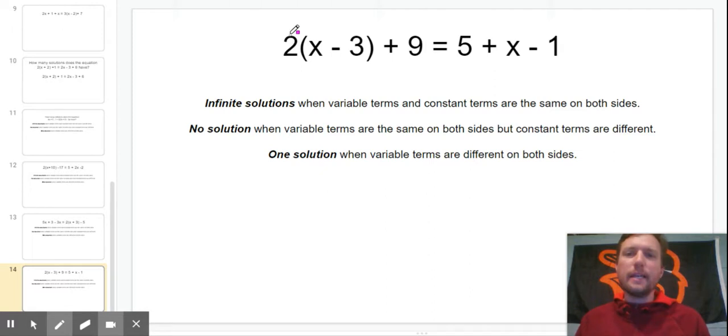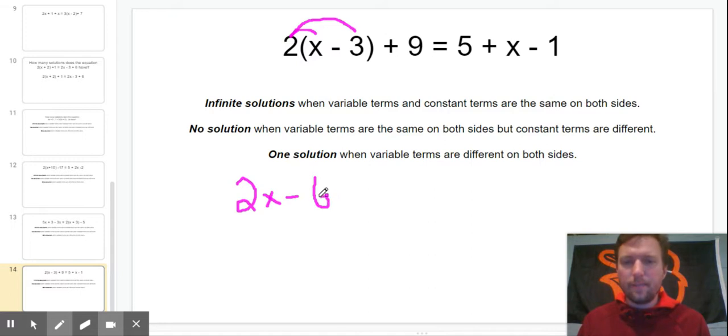So again, when I see a number in front of these parentheses, I'm going to do the distributive property of multiplication. I'm going to multiply this 2 times x and this 2 times negative 3. When I do that, I get 2x. And then this minus 3, it's kind of like a leash. We need to think of this not as minus 3, but as negative 3. So 2 times negative 3 is going to give us, that's right, negative 6. So negative 6 plus 9, okay?